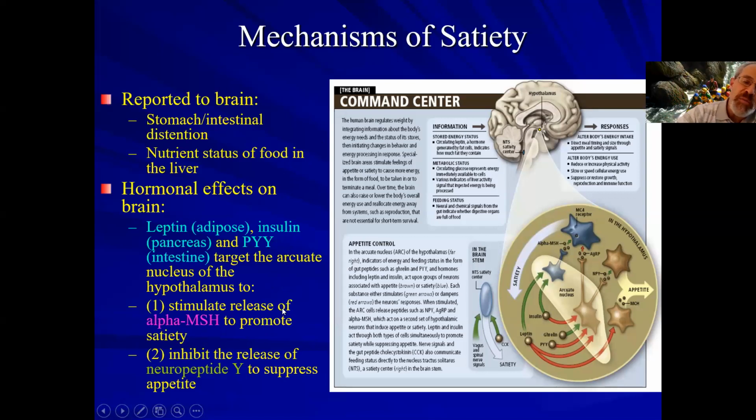And to kind of cover their bases, not only do these three hormones, leptin from fat, insulin from the pancreas, and PYY from the intestine, not only do they stimulate alpha MSH to promote satiety, but then they go back to where neuropeptide Y was produced and basically shut that down. Pretty cool, I think.